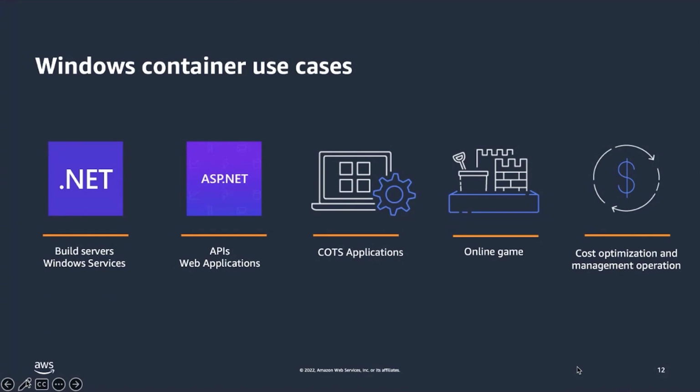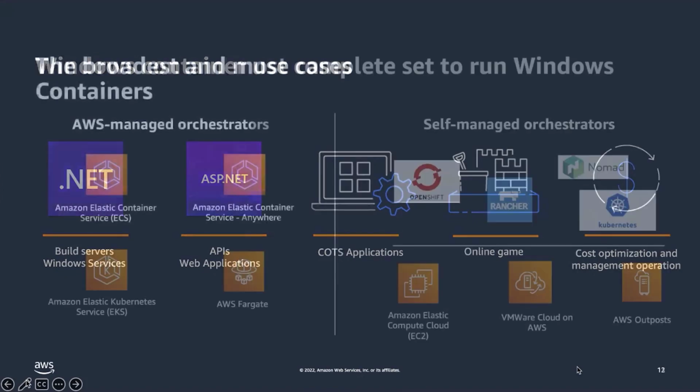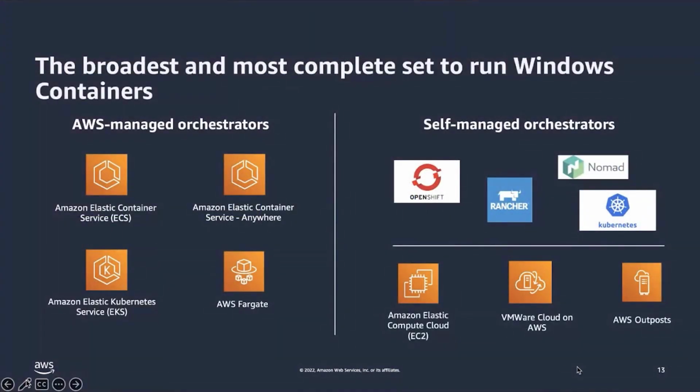But not only that, we have seen customers also adopting Windows containers for cost optimization and management operation. What that means, as Purvi just said, when you adopt containers, independent of being Windows or Linux, you are able to achieve more application density per server. So thereby reducing the number of EC2 instances, Windows or Linux, you need to run the exact same number of applications. So as a customer, if you decide to run Windows containers on AWS, AWS has the broadest and most complete set of compute to run Windows containers.